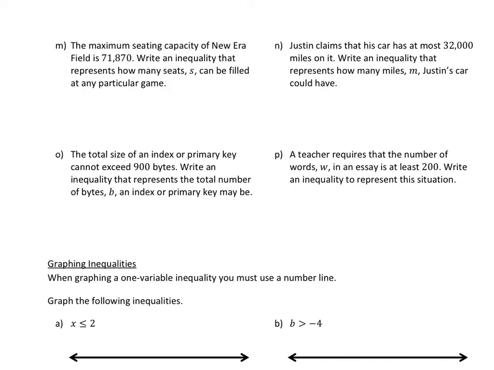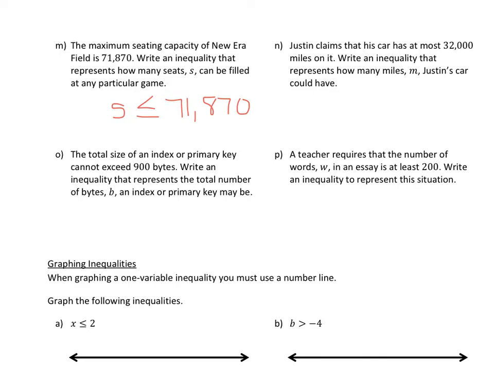Letter M. The maximum seating capacity of New Era Field is 71,870. Write an inequality that could represent how many seats, S, can be filled in any particular game. So the number of seats is 71,870. We could have that many people or less than that many people. We can't exceed that amount because that's its capacity.